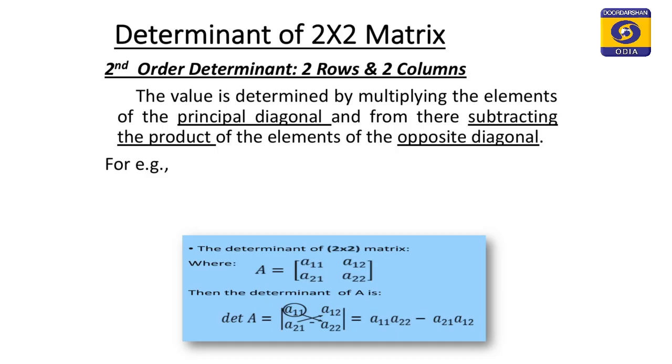It is to find out the determinant of a matrix of order 2. Order 2 means there are 2 rows and 2 columns, right. So how many elements are there? There are 4 elements. Now the value is determined by multiplying the elements of the principal diagonal and from there subtracting the product of the elements of the opposite diagonal.